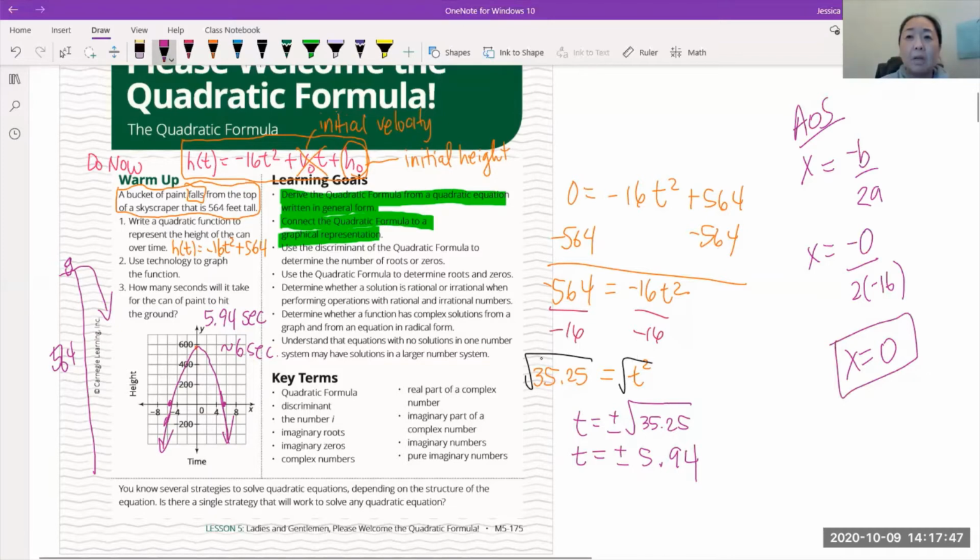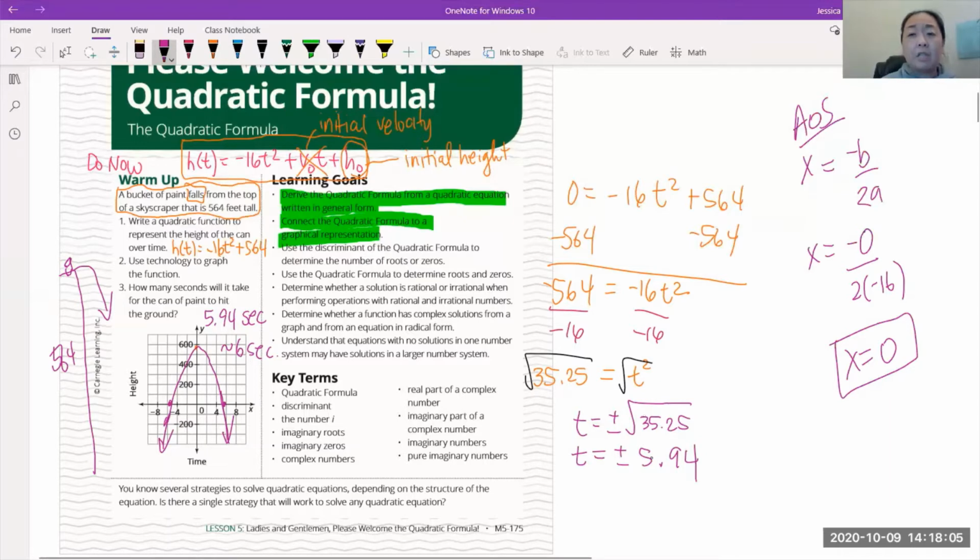And then you get that to be 35.25. So the only way to get rid of that square is to square root it, okay? And then once we square root it, don't forget the plus or minus, although technically we don't need the minus part because we can't go back in time. That's irrelevant to us. We just need the positive part, right?